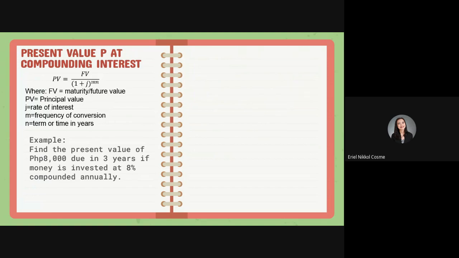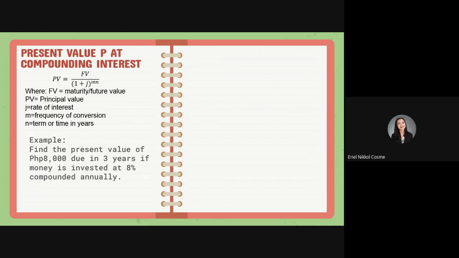Next, you have the present value at compounding interest. So here you have your formula, which is PV is equal to FV all over (1 plus J) raised to mn, where FV is equal to the maturity or future value, PV is equal to the principal or present value, J is the rate of interest, M is the frequency of conversion, and N is equal to time, a term in years. So let us have the example.